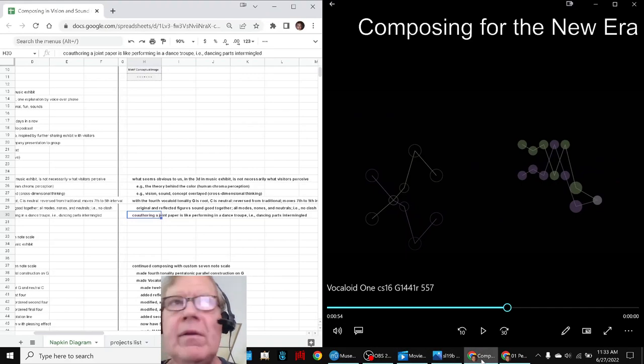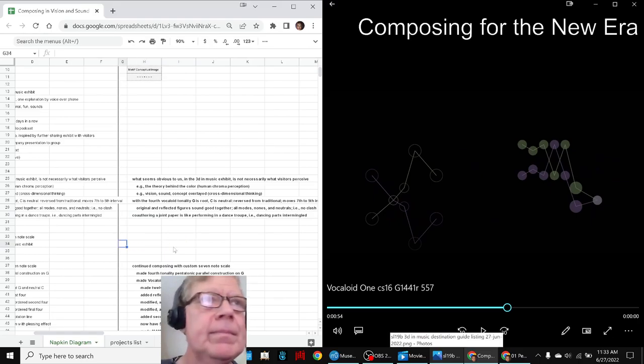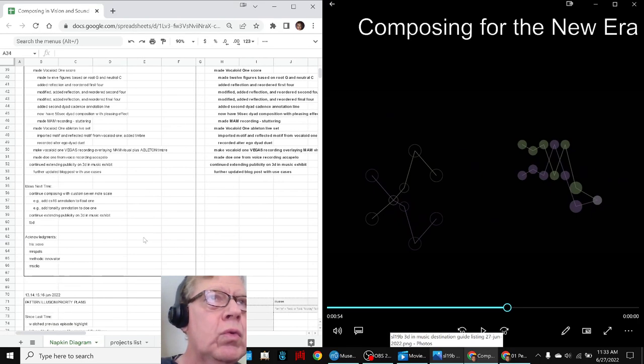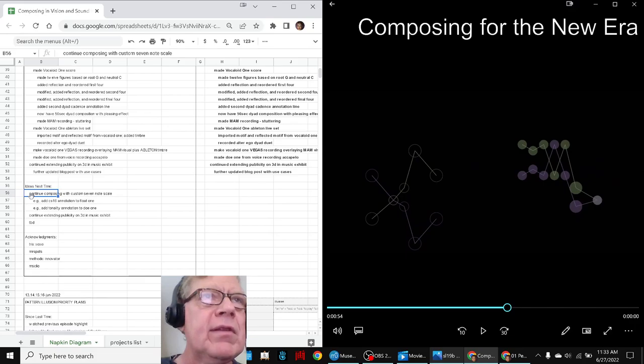So our ideas for next time are we're going to keep composing with the 7-note scale. We have some ideas there. The music exhibit goes through July 5th, so there's another week and a half. And our good old friend, To Be Determined.